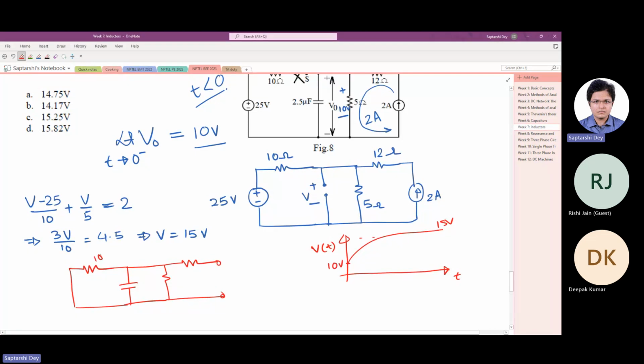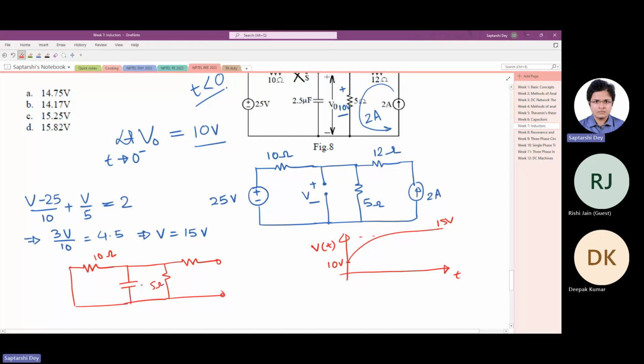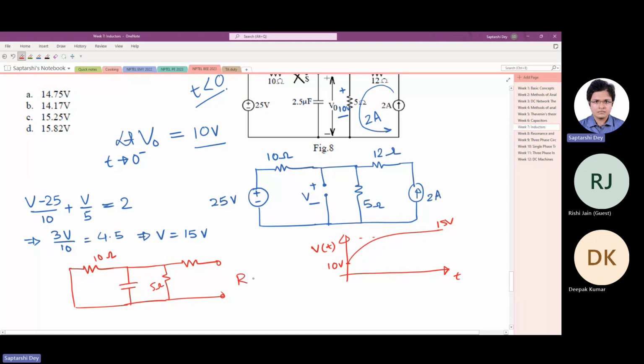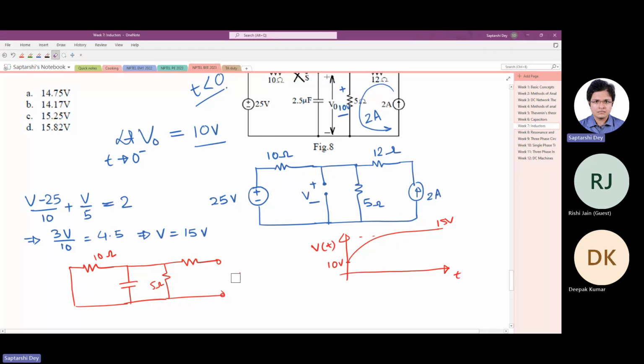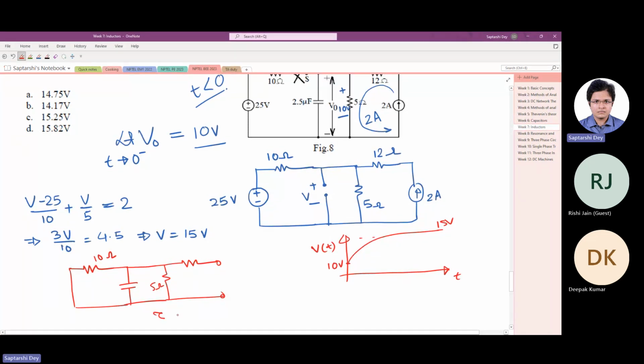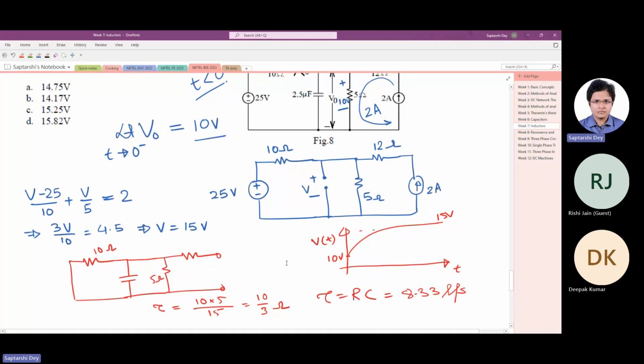So basically this 10 ohm and this 5 ohm come in parallel with the capacitor. So the resistance that we have here, do not think it is from this, the time constant resistance, is 10 into 5 by 15, giving the time constant to be 8.33 microsecond.